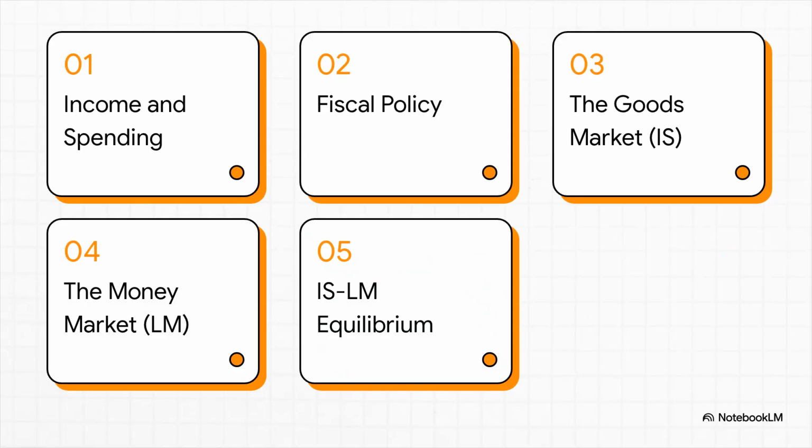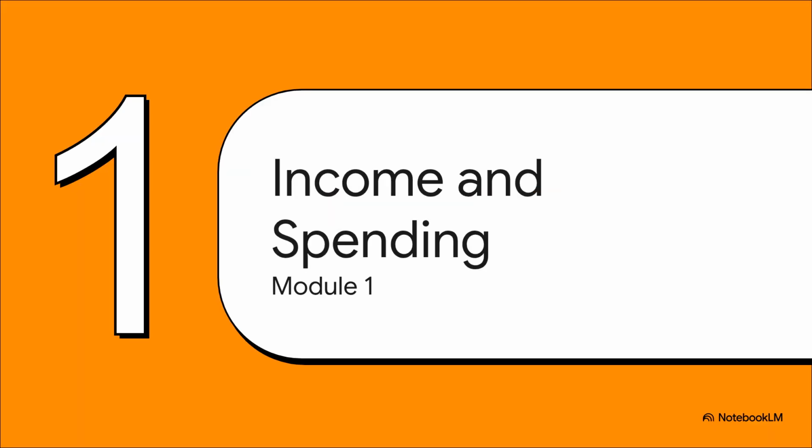Okay, let's dive right into our syllabus. We're using 5 independent mini-classes to build a complete picture of the economy. We've got income and spending, government and fiscal policy, the goods market, the money market, and finally, the ISLM equilibrium. Let's get started. Module 1, Income and Spending.